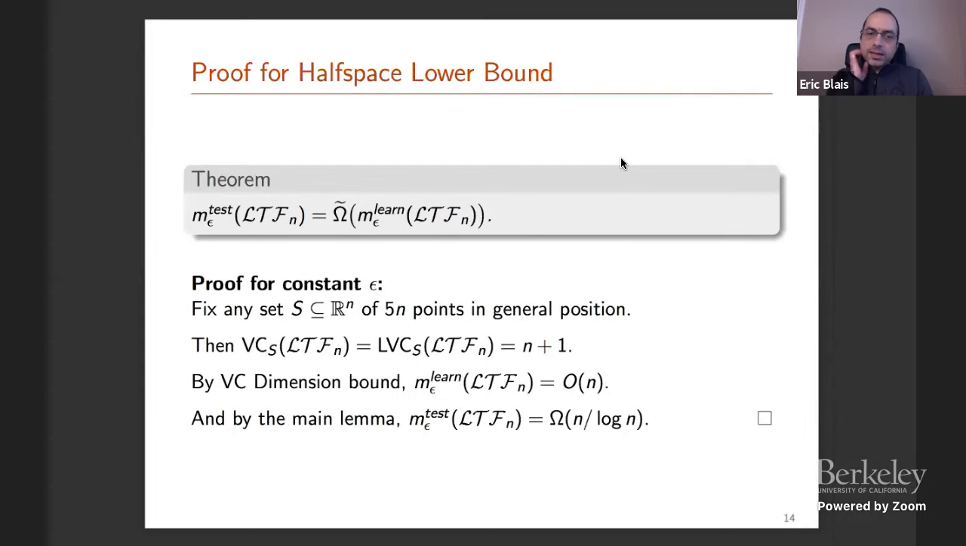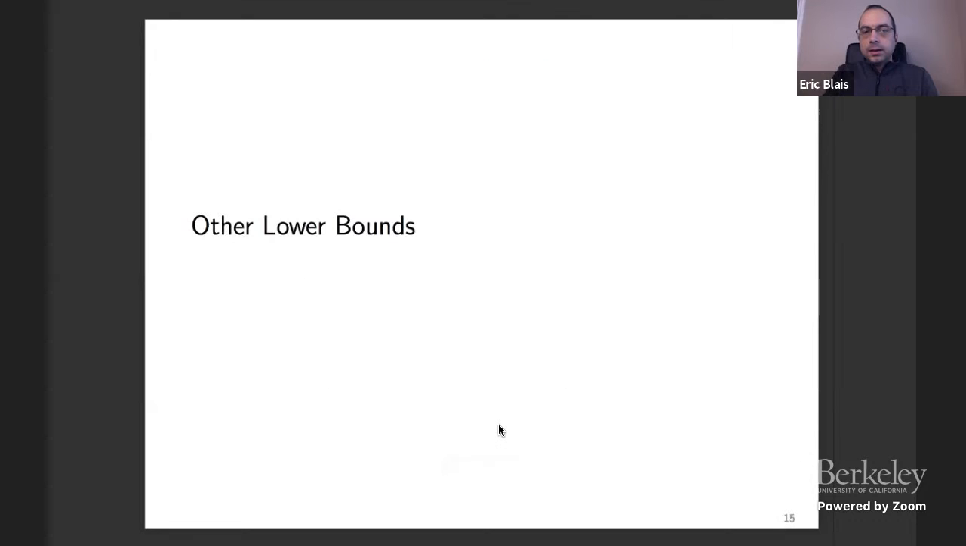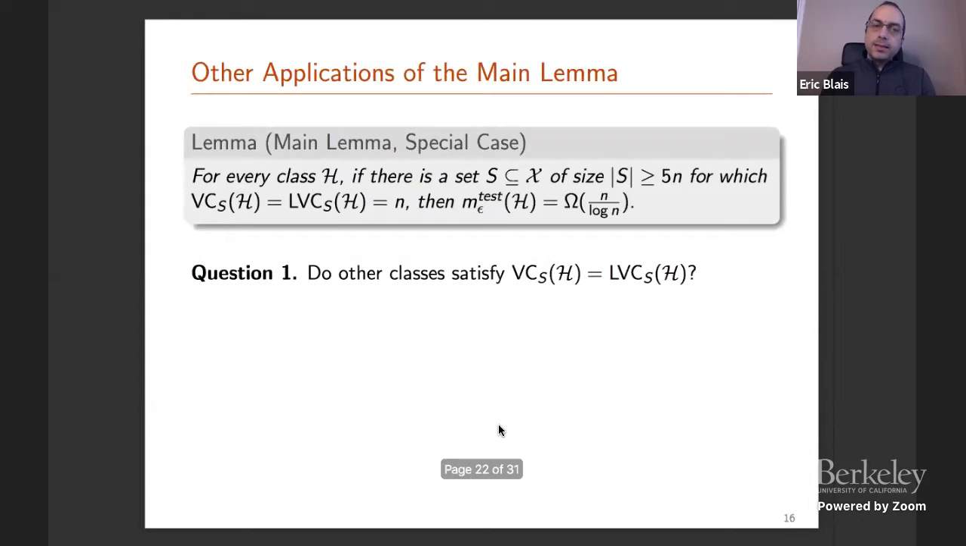Okay, so now we can put the pieces together and get our lower bound, by using the VC dimension for learning and the main lemma for the lower bound, and we get our result. What's nice is we can apply this technique to many more classes. We saw that half spaces satisfied the condition that we needed for this lemma to apply.